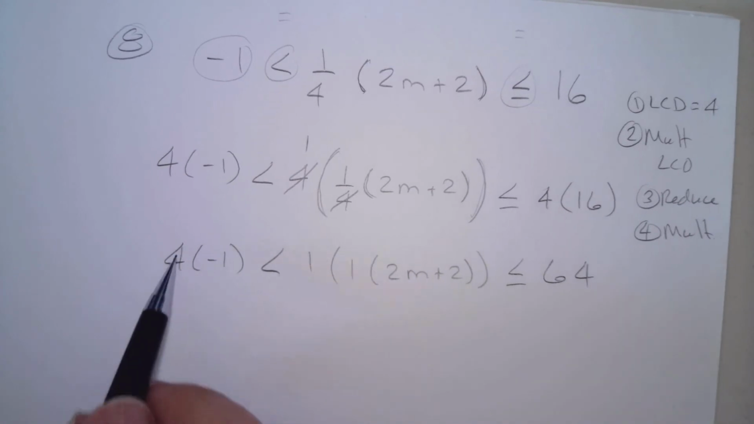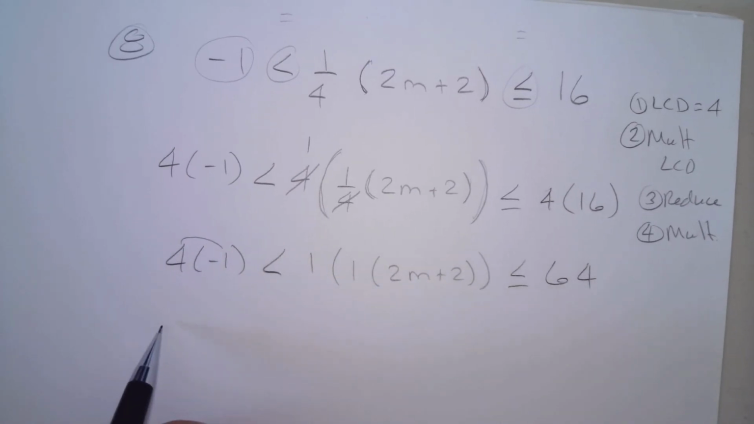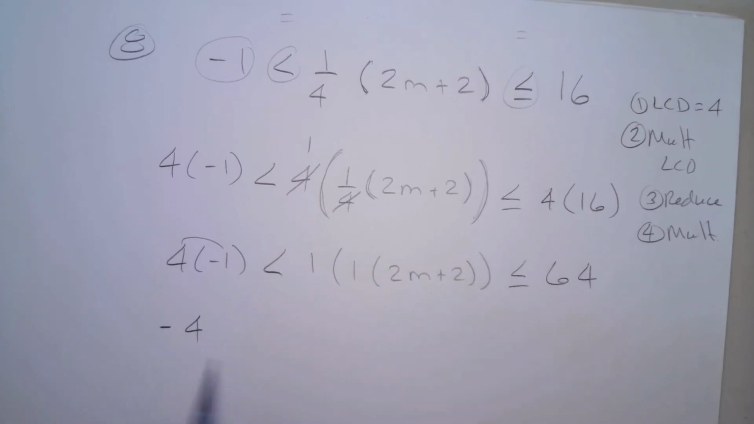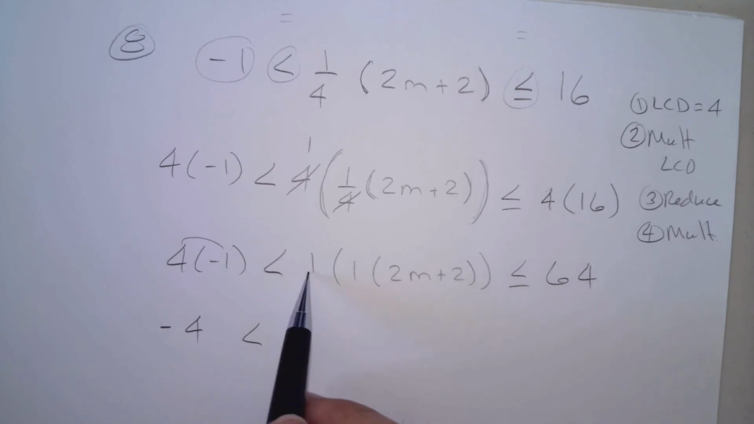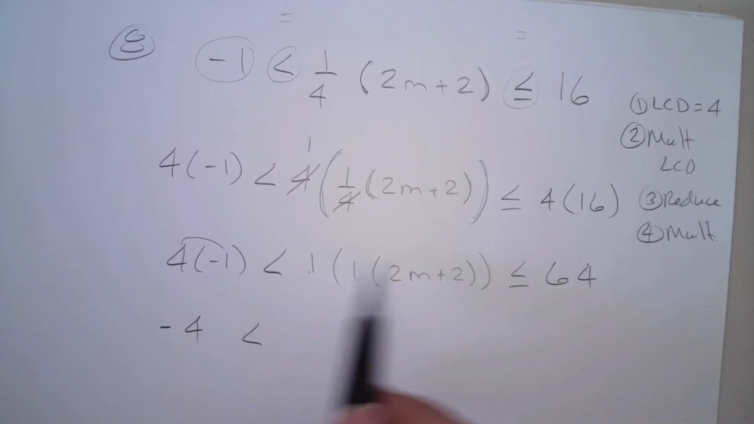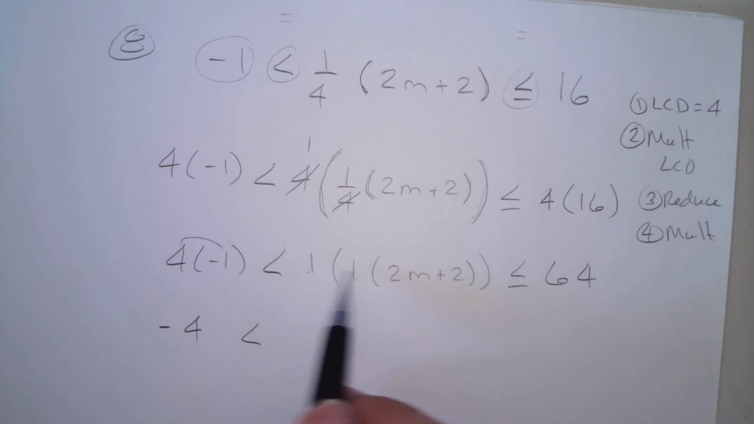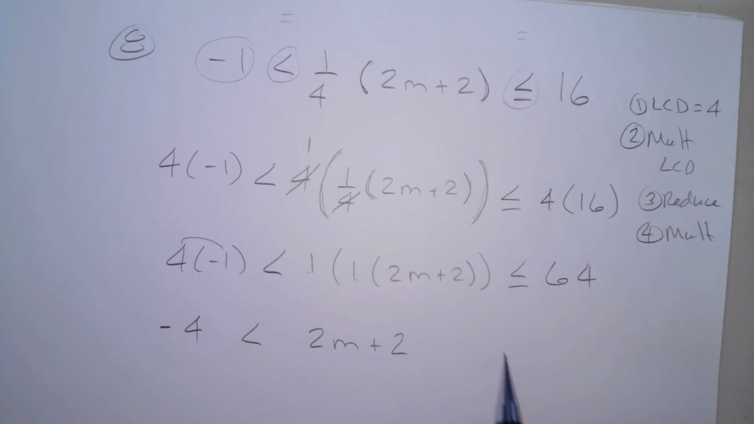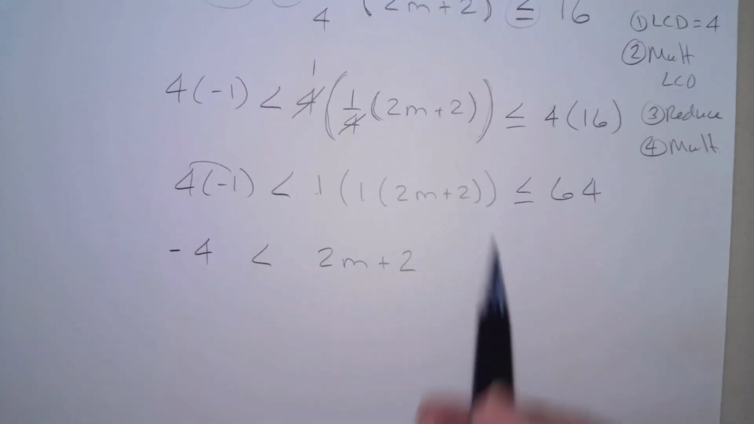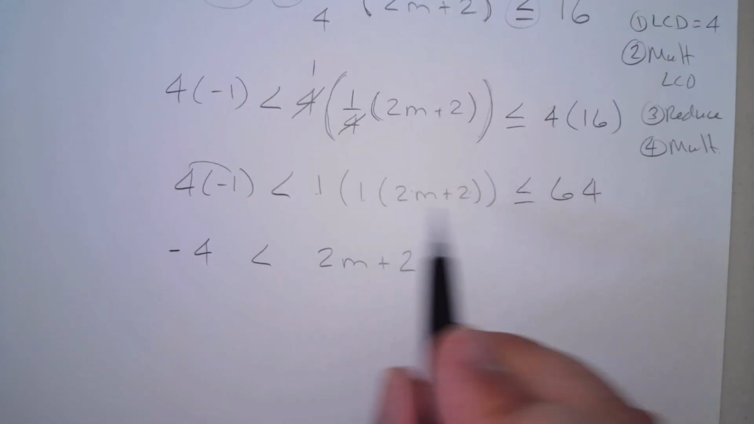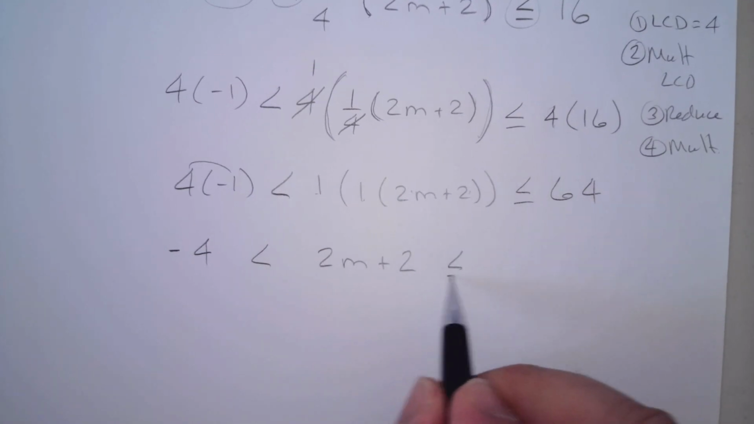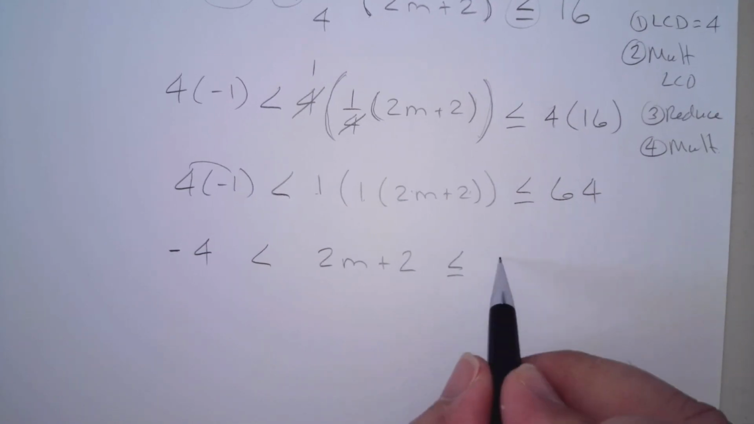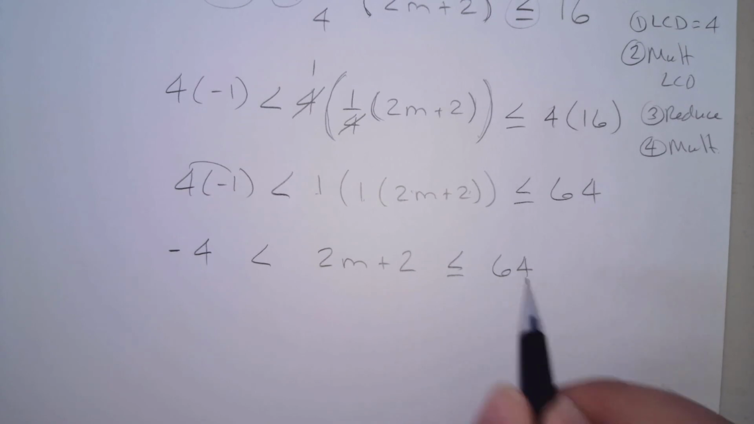Multiply to get rid of the parentheses. Positive and negative is negative. 4 times 1 is 4. 1 times 1 is 1, so there's nothing in front of this. 1 times 1 is 1, so nothing changes inside there, because 1 times everything here is just itself. And then 64.